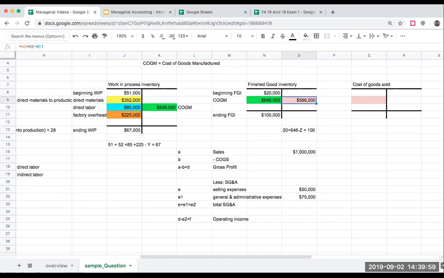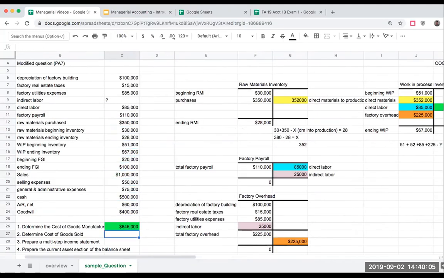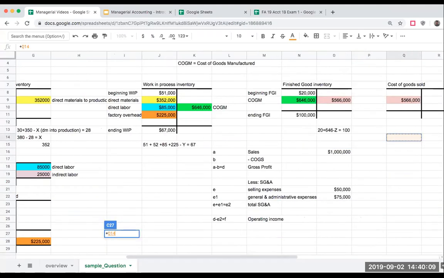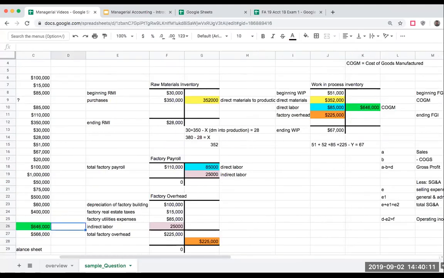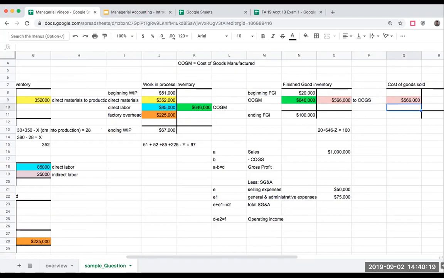So where does this go? This is going to go to my cost of goods sold. My total cost of goods sold is going to be $566,000. This is what I sold, meaning how much my finished goods inventory decreased by. So over here, my ending balance in cost of goods sold is $566,000.